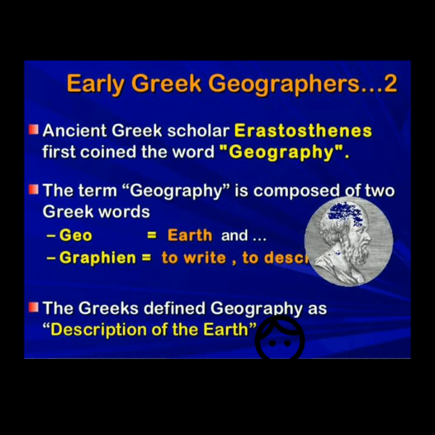So when you combine these words, the Greeks defined geography as the description of the earth, meaning describing our planet earth or writing something about our planet earth is basically called geography. Okay, so this is basically a Greek word.